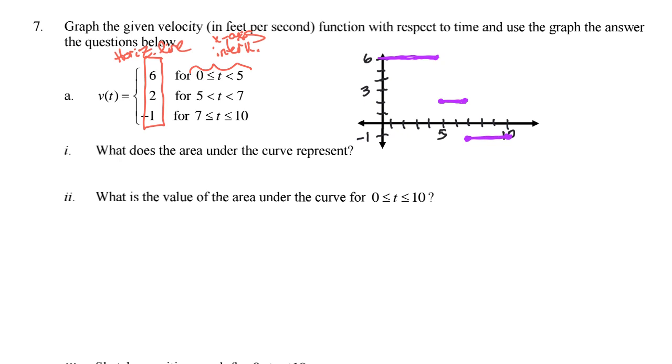Okay, what does the area under the curve represent? Well, we have talked about that quite a bit. And so you should know that the area under the curve represents the distance traveled. And for this particular graph, we're going up to 10 seconds. So it's going to be the distance traveled in 10 seconds.